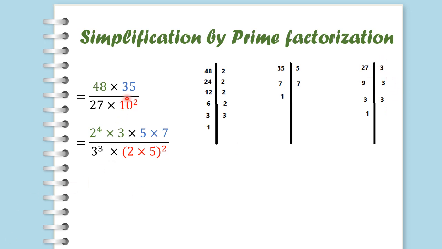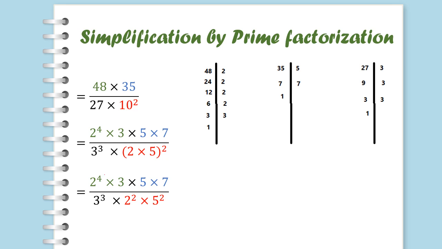Okay, and 10, from the multiplication tables, no need for prime factorization. I write instead of it 2 times 5, but 10 is power 2, then I write 2 times 5 all to the power 2 in parentheses. Now I should distribute the power 2 to 2 and to 5. So here are the answers. Look at the red numbers. So 2 power 2 times 5 power 2.